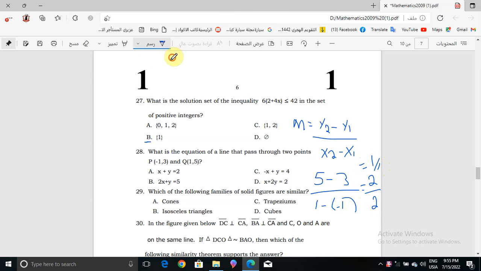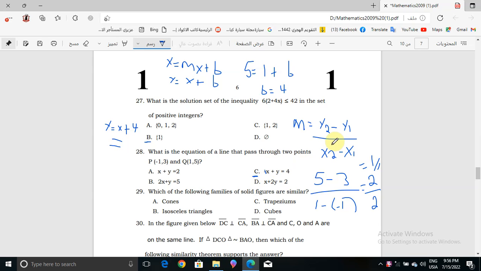Okay, now y is equal to mx plus b, that means y is equal to x plus b. So 5 is equal to 1 plus b, then b is equal to 5 minus 1, that means it will be 4. So y is equal to x plus 4. So the last answer here is negative x plus y is equal to 4, and this is the answer.